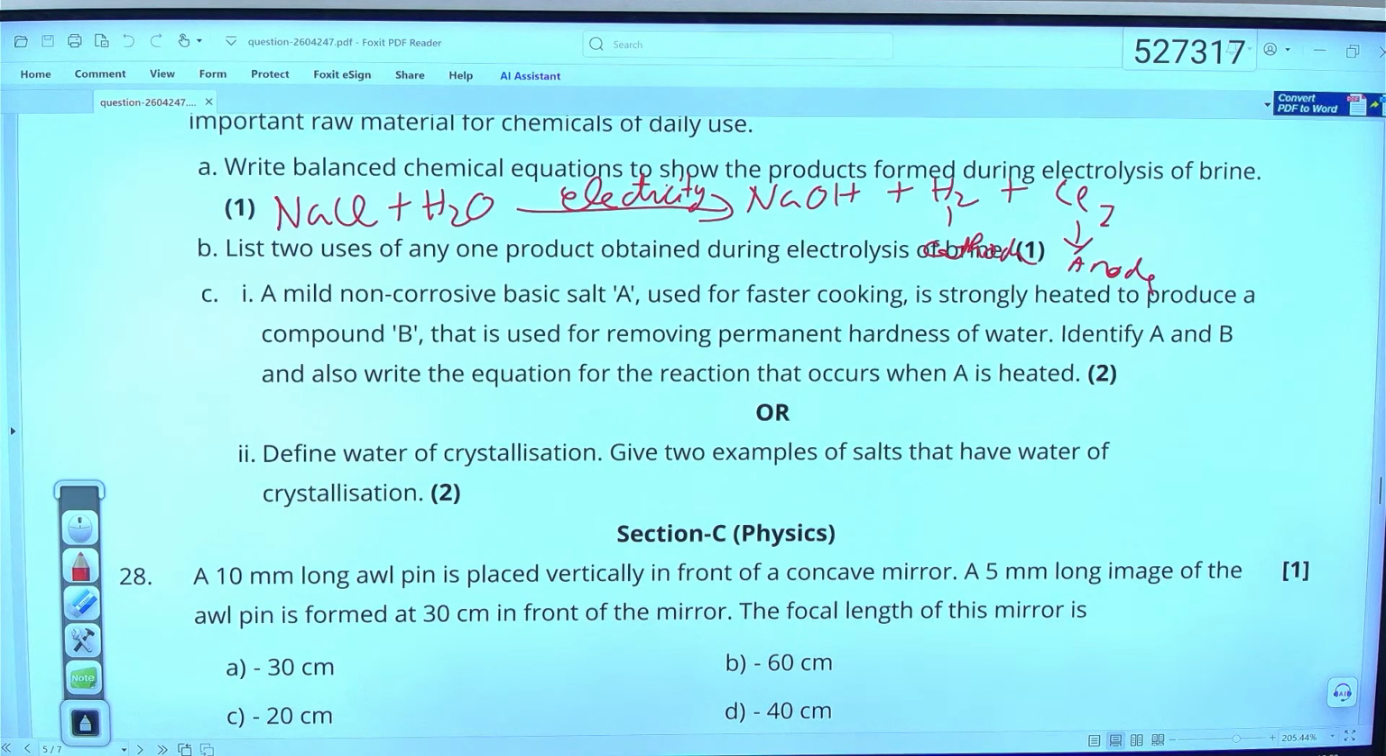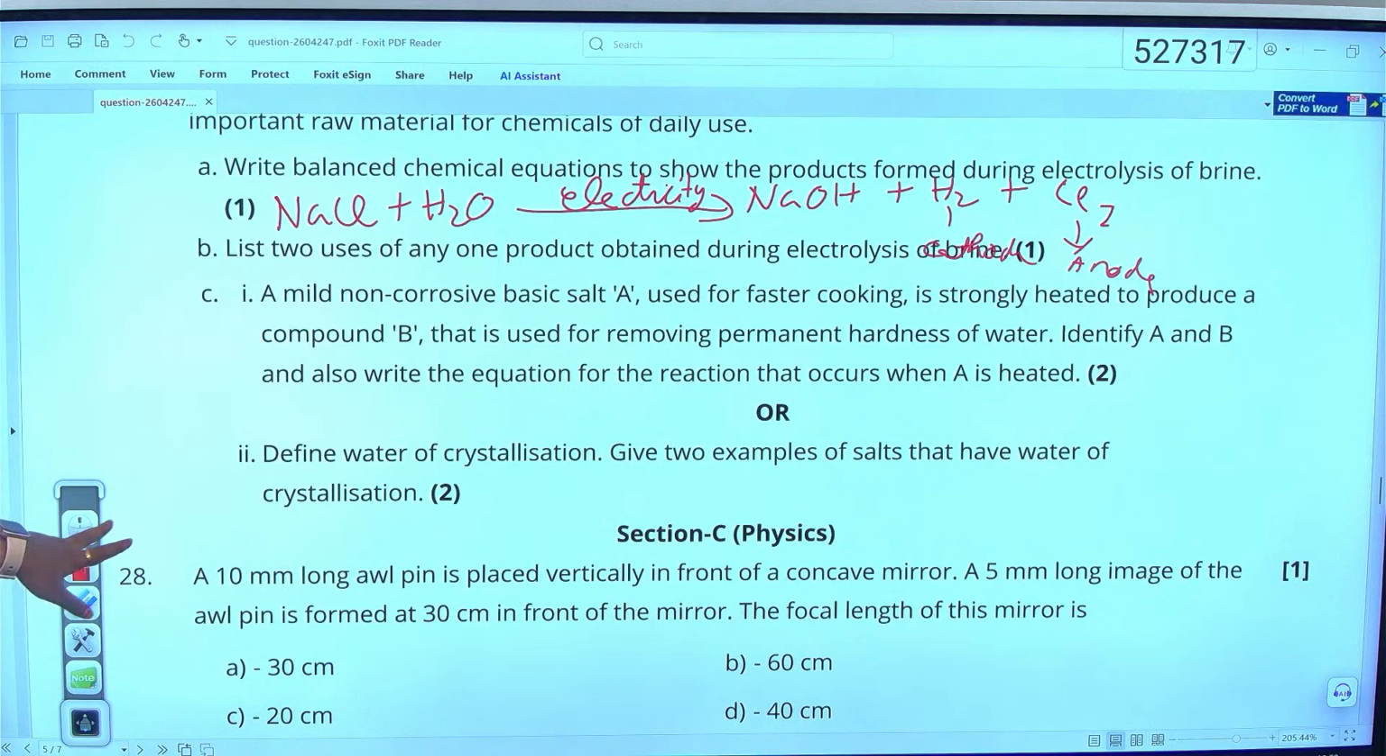What is an alkali? Bases soluble in water. Which alkalis do we know? Sodium hydroxide and potassium hydroxide. Only two alkalis are there; only two bases can be dissolved in water. Alkaline is different, which means it is dissolved in a base.